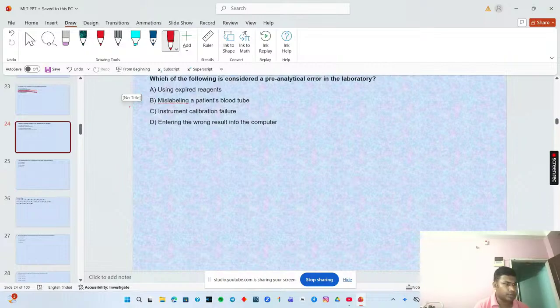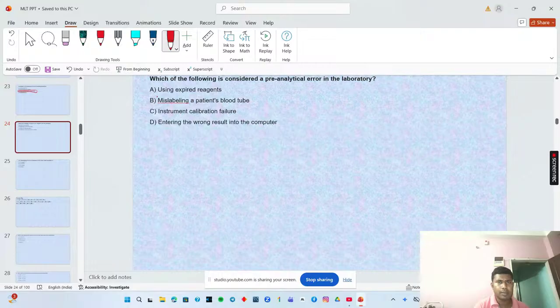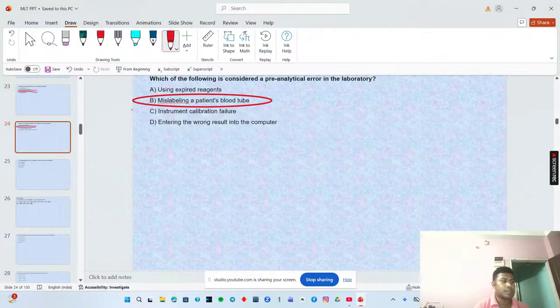It means the errors which can happen before analysis of a sample, and the answer will be mislabeling a patient blood tube. Suppose you have taken patient X's sample and you have written the name of patient Y on the tube. In that case, we can say that it is a pre-analytical error because this error has happened before the analysis of that sample. So we can consider it a pre-analytical error.